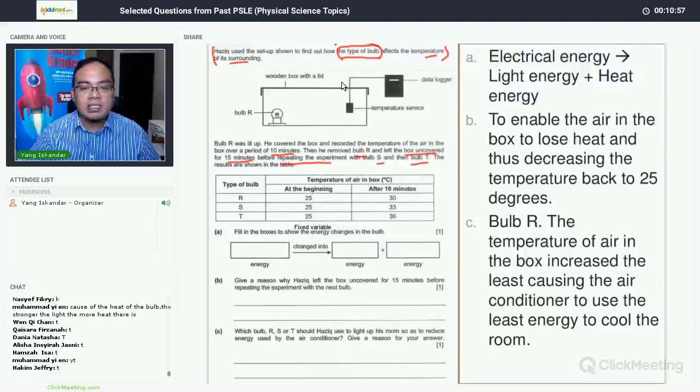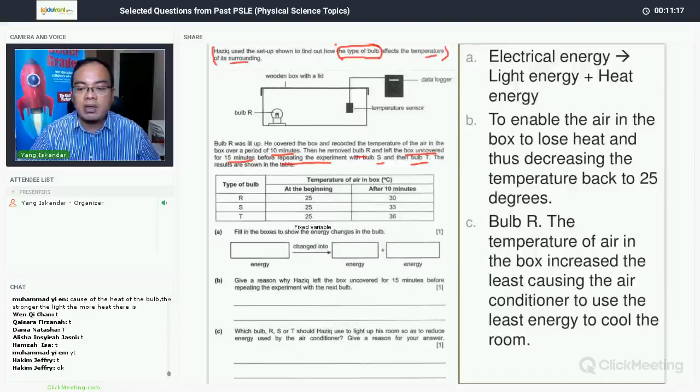Okay, now somebody just now said, I think Hakim, you mentioned that the temperature of the surrounding is the changed variable. It's not true. Temperature of the surrounding is what we call the dependent variable, or the result of the experiment. Okay, this is the result of the experiment, where they collect the data. This is what we call the result of the experiment.